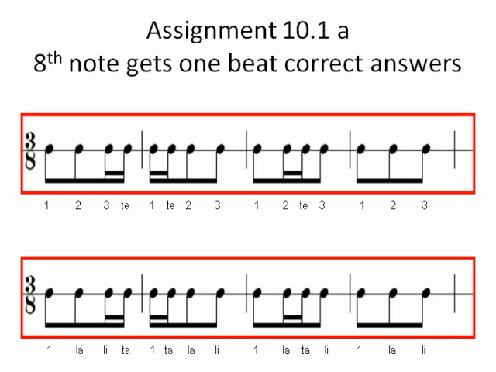So the 3/8, 1, 2, 3, 1, ready, count. 1, 2, 3, tay, 1, tay, 2, 3, 1, 2, tay, 3, 1, 2, 3. Everybody clear on that? Pretty easy. If I'm going at a relatively slow speed, then I might want to use 1, 2, 3, tay.